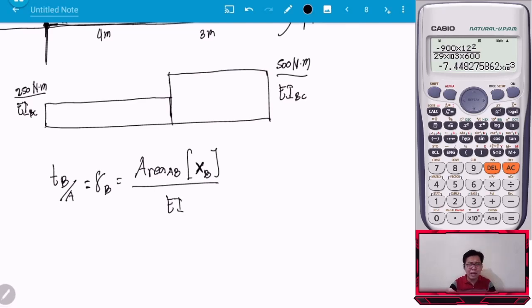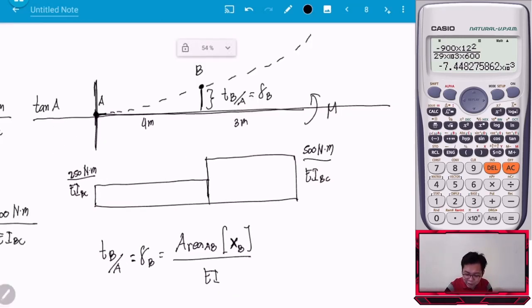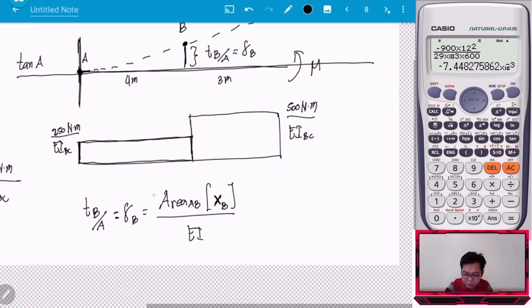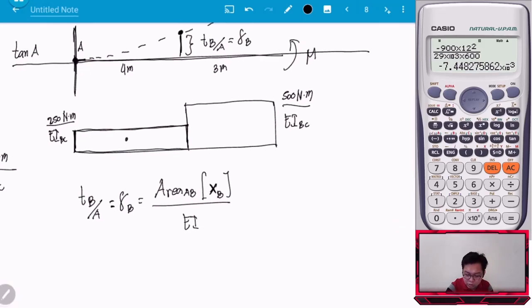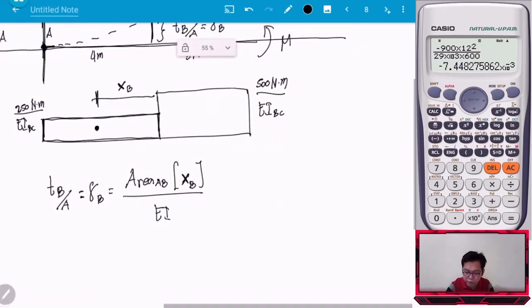So, anong mukha niyan? Bale, ganito lang, guys. Di ba ito yung area from A to B? Asan yung centroid, di ba? Yan, yung area from A to B. Asan yung centroid niyan? Obviously, nandito yung centroid. Okay? Now, ano yung distance ng centroid na yan from B? Ito lang yung distance na yan. This is now X sub B. So, diretso na, guys. I think pwede na to, no?